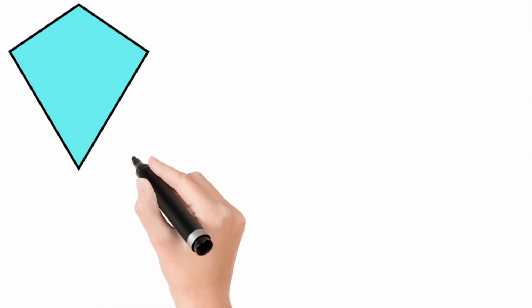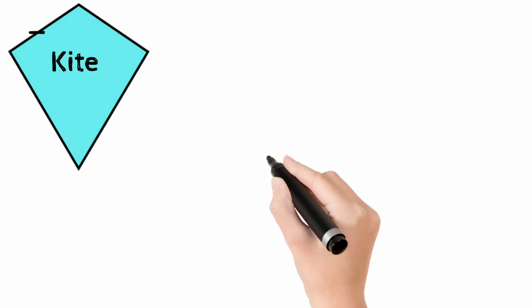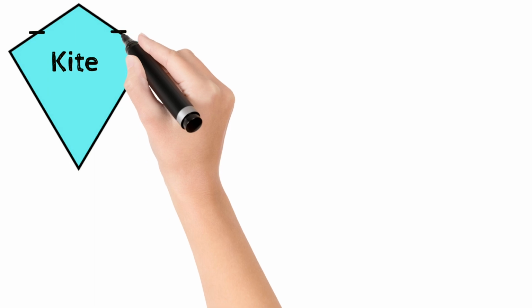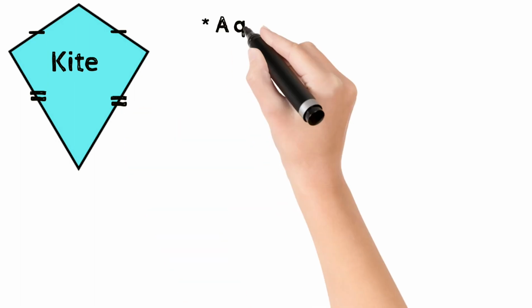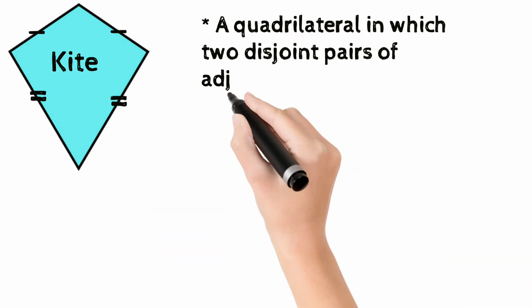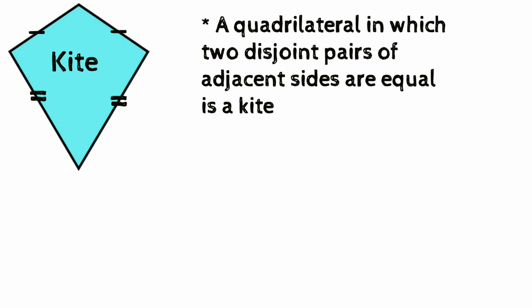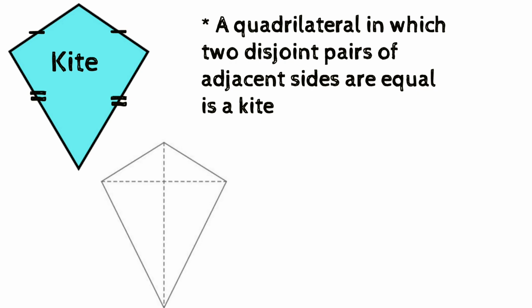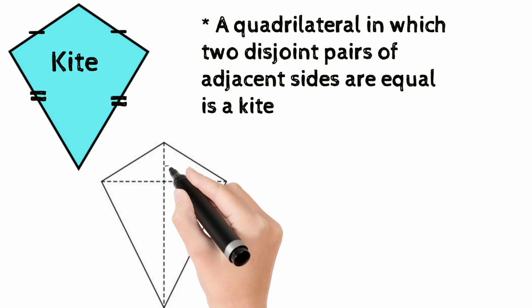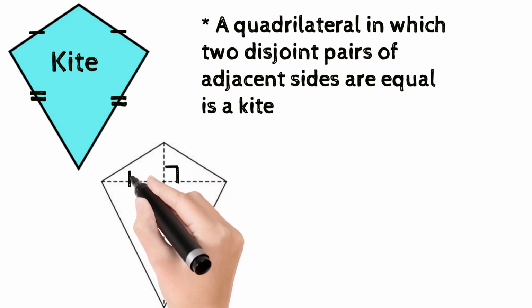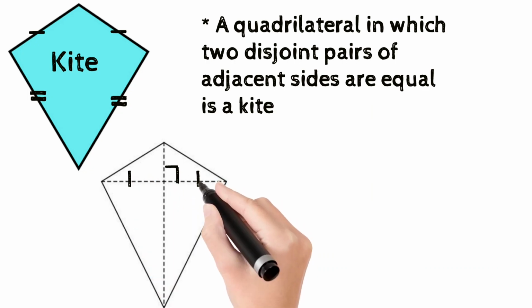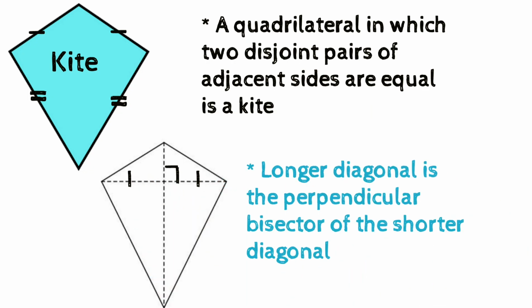Moving to our last category, that is kite. So what is a kite? A kite is a quadrilateral in which no pair of sides are parallel to each other, but it is a quadrilateral in which two disjoint pairs of adjacent sides are equal, as you can see in the given figure. Also, one more thing which you need to learn about a kite is about the diagonals of a kite. As you can see, one of its diagonals is shorter and another one is longer. So the longer diagonal is the perpendicular bisector of the shorter diagonal.